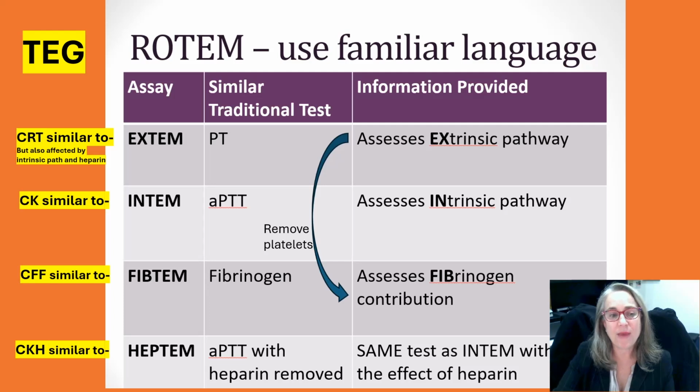Finally, the HepTem. Imagine if you could have an APTT without heparin so that you could see whether it was prolonged because of heparin or not. This is what it's doing. You're giving a HepTem or a CK with heparinase, which is a test that shows the heparin contribution to the problem. Very useful in patients on heparin, particularly on the heart-lung machine. So now that we've thought about the 4 different tests, now let's have a look at the shape of a temogram and what it looks like.